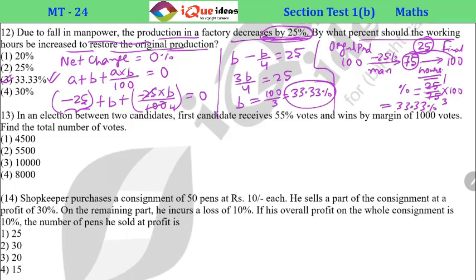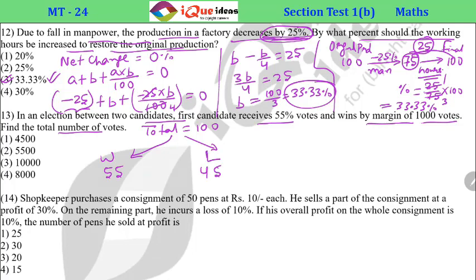It says, in an election between two candidates, first candidate receives 55% votes and wins by a margin of 1000 votes. See, this is a direct question. Find the total number of votes. So if I say the total votes is 100, that means the winner must get 55 votes and the loser must get 45 votes. Why? Because it says the first one receives 55%. Obviously 55 is more than 50%, so that person must have won. So the other person will get 100 minus 55, that is 45.